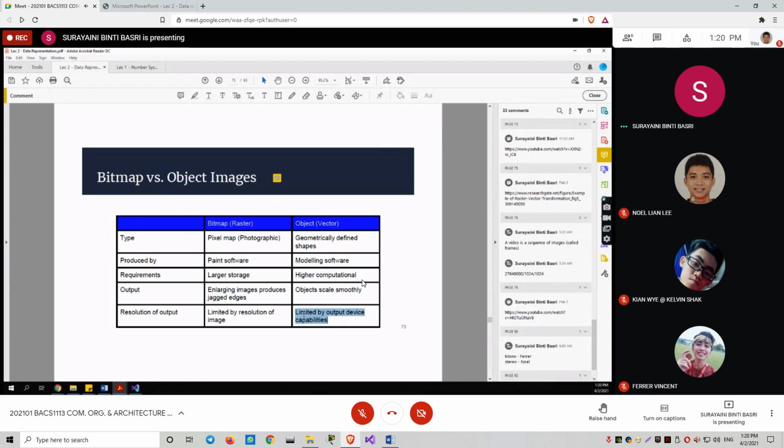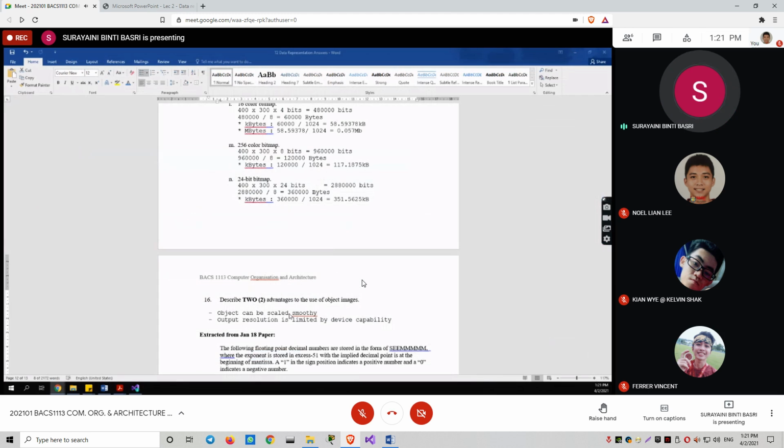So if you want to display the image through your computer, your computer also needs to be powerful, because object image is usually used by architects to draw their architectural plans. They will be producing the object image, so the architects' software or their computers should be powerful because they need to process all of those formulas. So this is what it means by limited by the output device capability. Okay, can you understand?